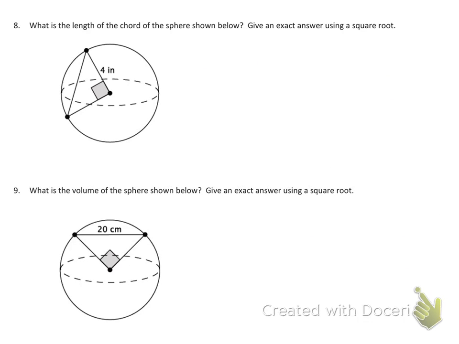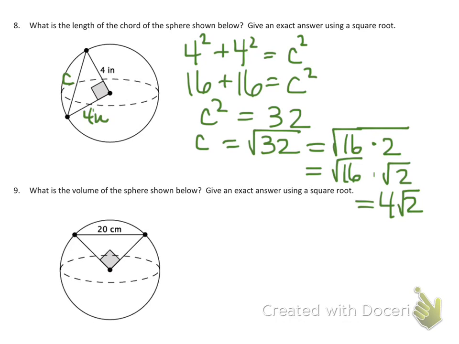Okay, what is the length of the chord of the sphere shown below? Give an exact answer using a square root. Okay, once again, I'm just going to quickly show this. So I've just used the Pythagorean theorem here. 4 squared plus 4 squared is the length of the chord squared, c squared. So I see that c is equal to the square root of 32 after I go through the steps.